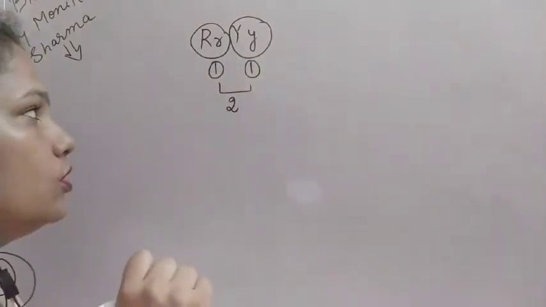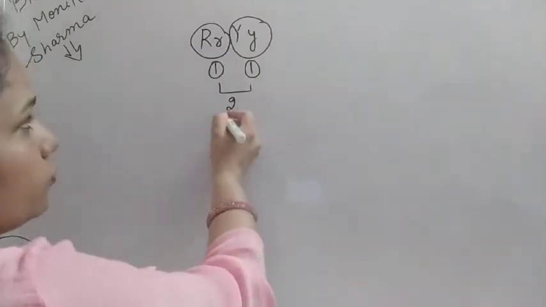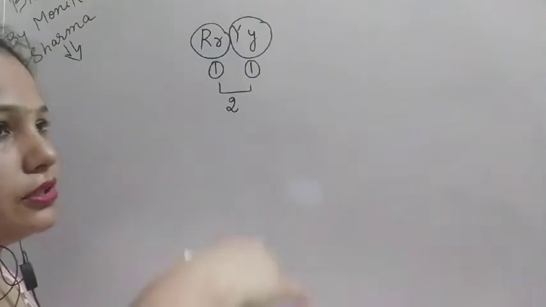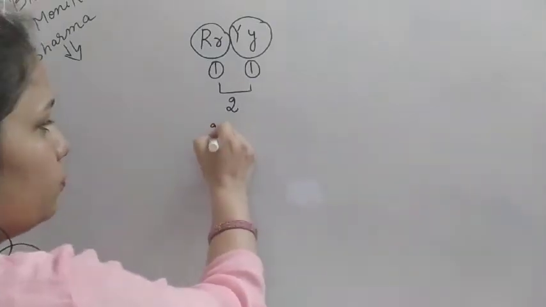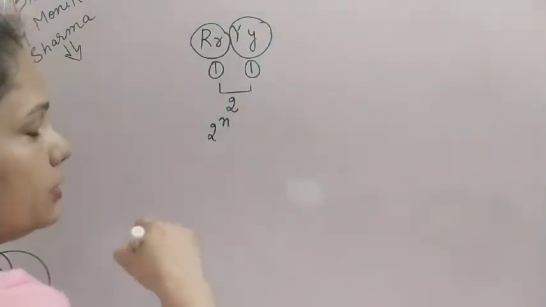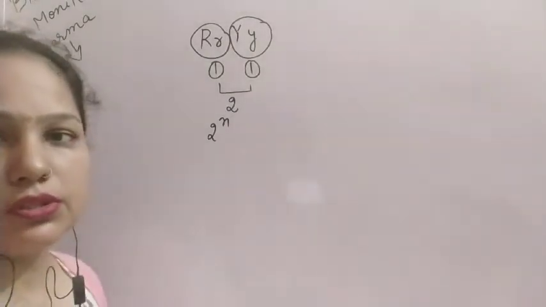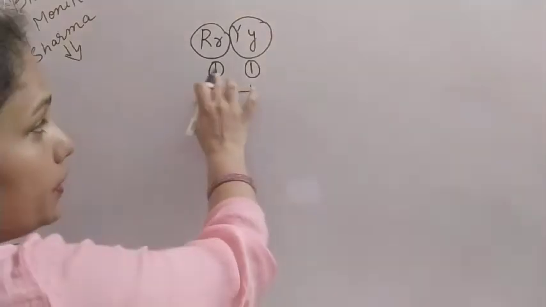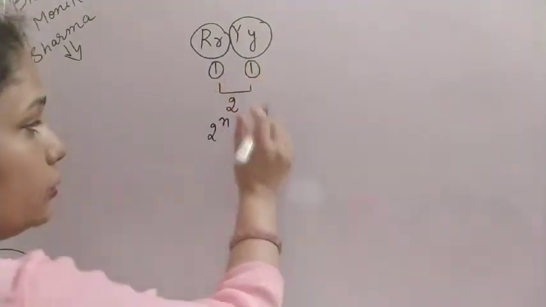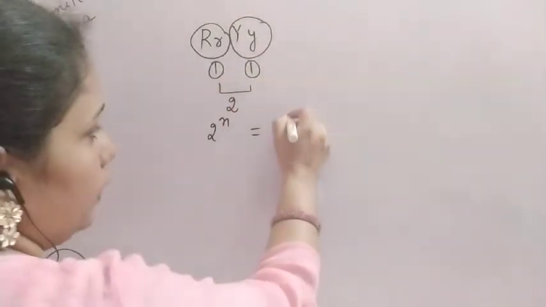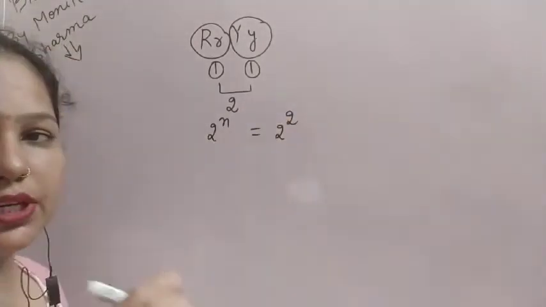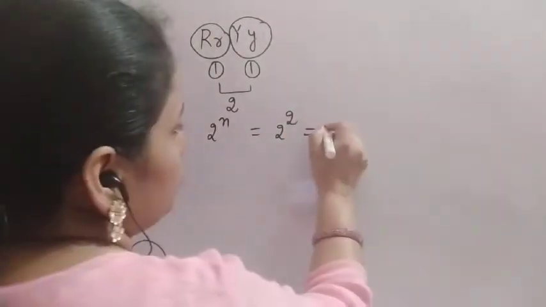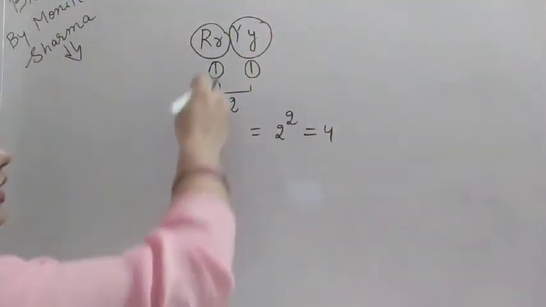2. And how many gametes will be formed from here? That is 2 raised to power n, where n is the number of heterozygote. How many heterozygote are here? 2, so we will do 2 raised to power 2. So what will be 2 raised to power 2? That is 4.